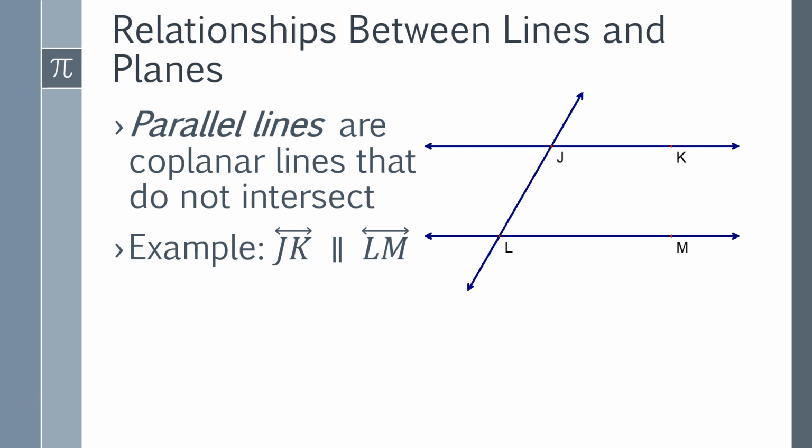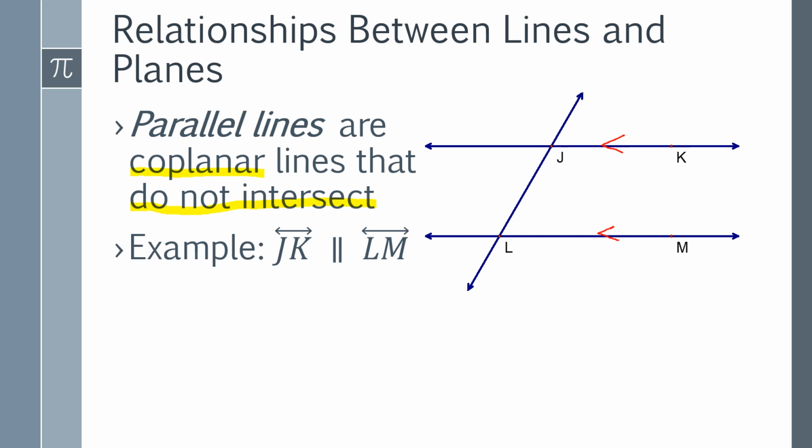Okay, so we're going to begin by discussing the relationships between lines and planes. Parallel lines are coplanar lines that do not intersect. So the big ideas that you have to take away from this are that they're coplanar, all right, and they do not intersect. They must be on the same plane and they do not intersect. On a diagram, you will see a symbol that looks like this, a little arrowhead, and it basically means that these two lines are parallel.